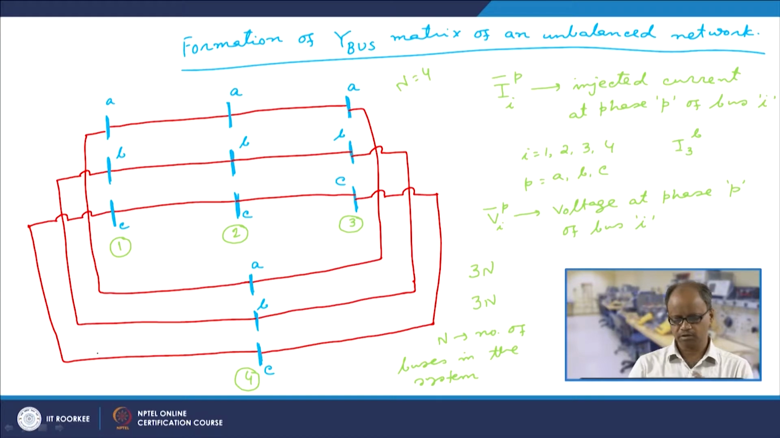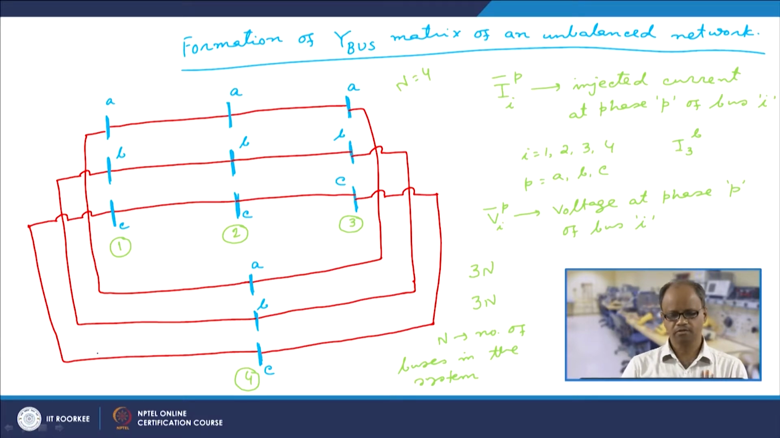In the last lecture, we started the discussion of the formation of Y bus of an unbalanced power network, and in this lecture also we will be continuing with this topic. What we have been discussing is a very simple 4 bus network, bus 1, bus 2, bus 3, bus 4, with this connection.